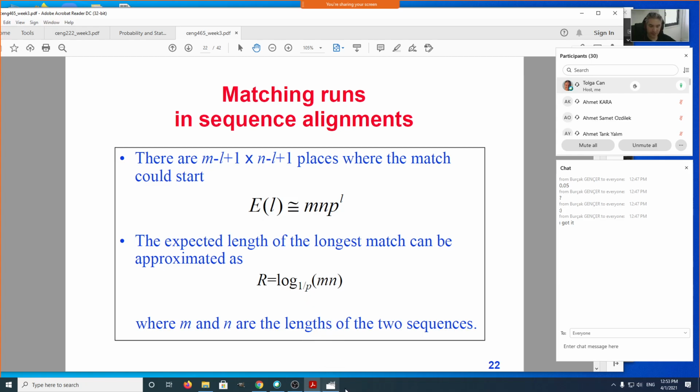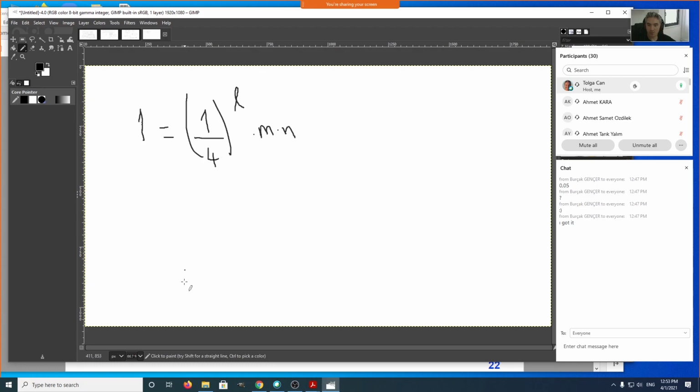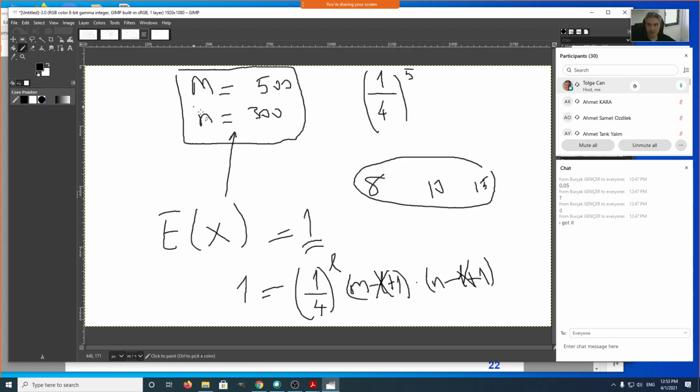So in other words, for example, let's go to our example in which we have DNA sequences of length 500 and 300. The matching run that we would expect in this case is going to be log base 1 over P. The probability is 1 over 4 here.